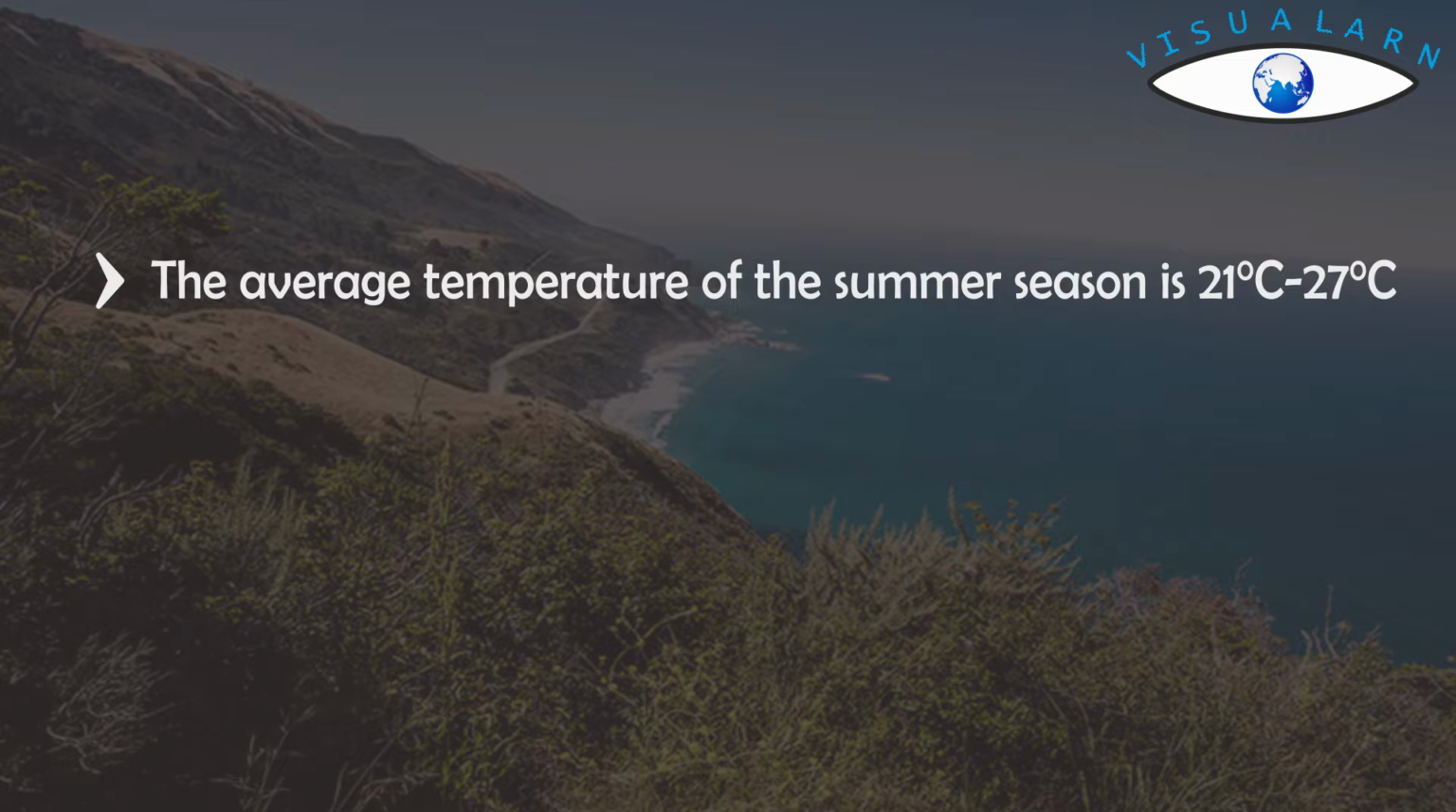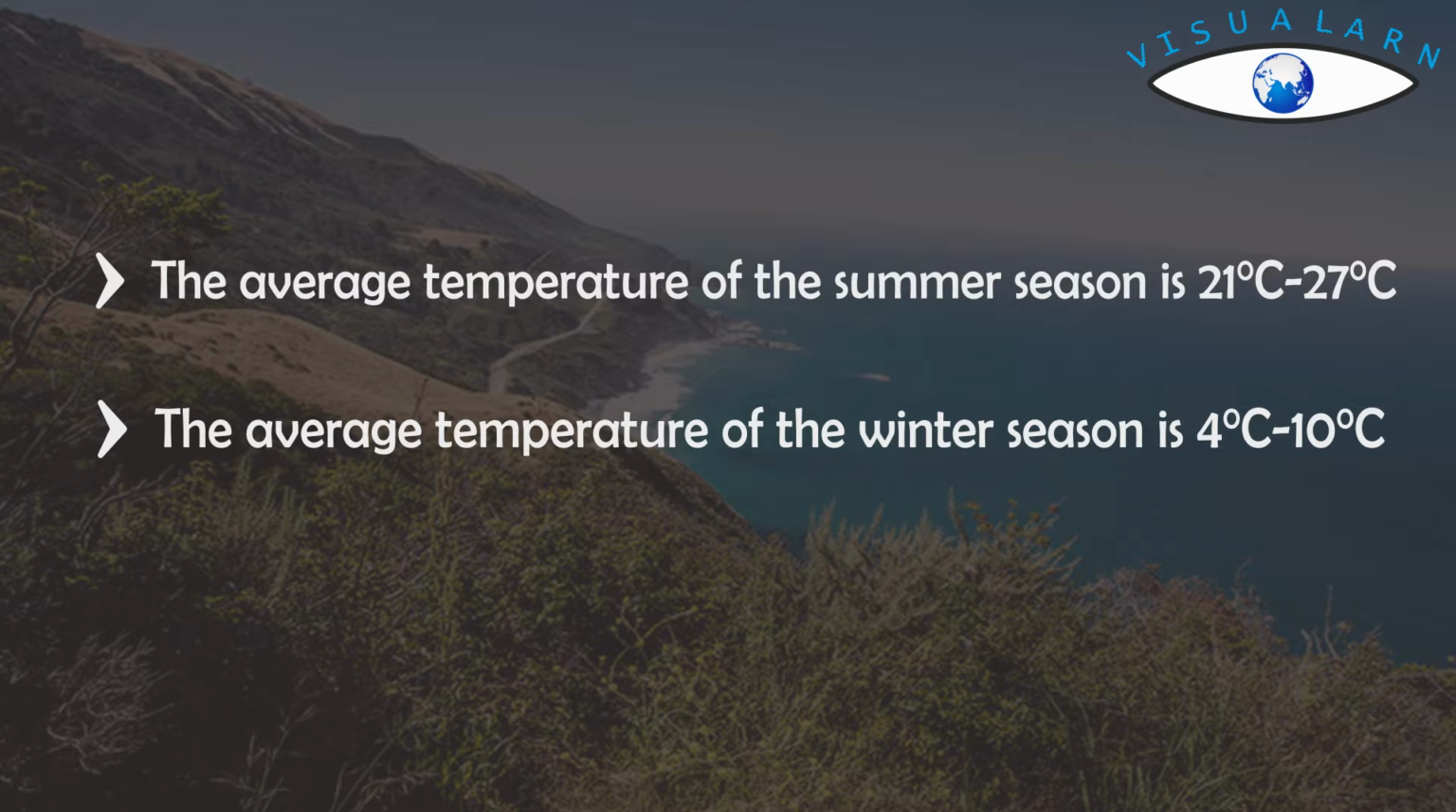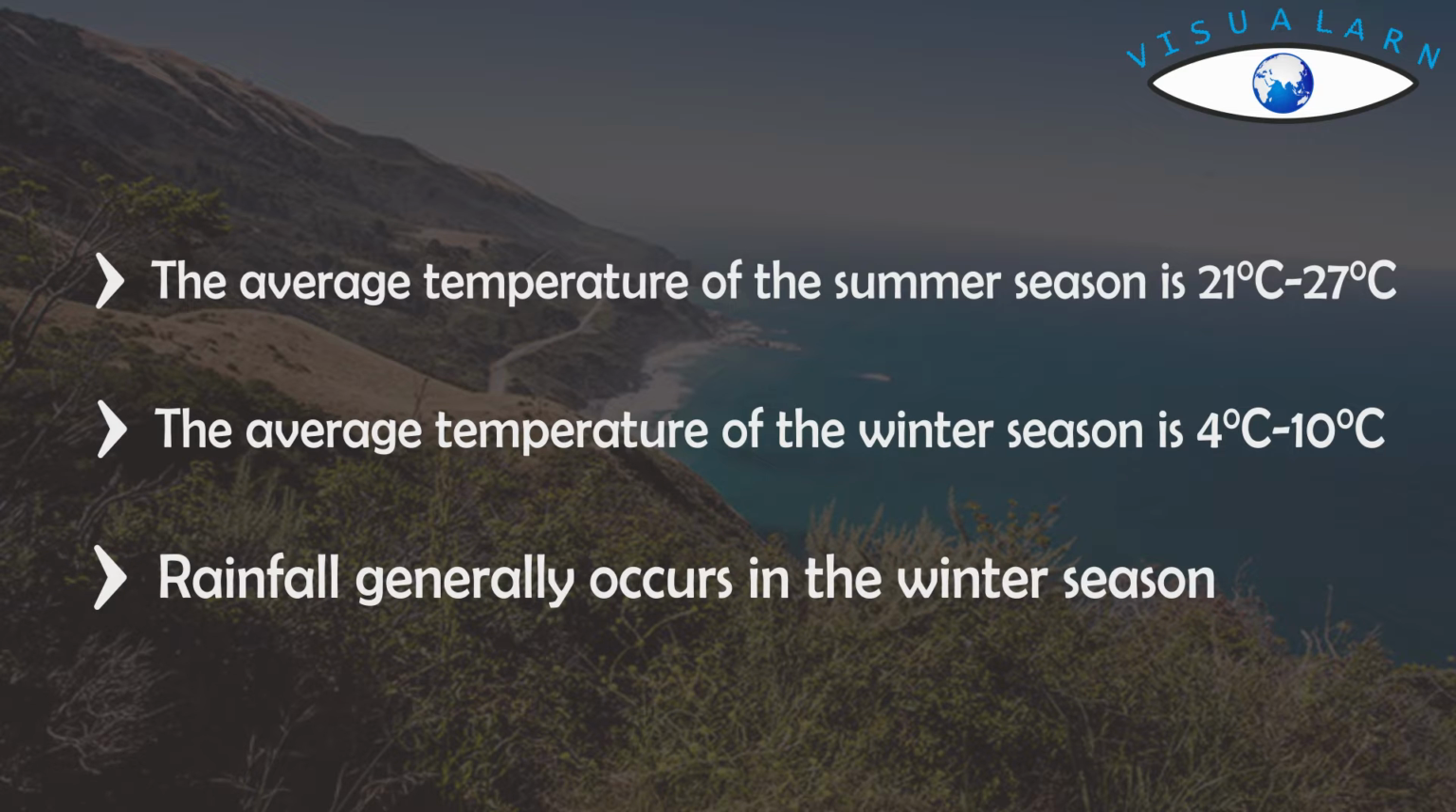The summer season of this climate is dry and hot. The average temperature of the summer season is 21 to 27 degrees centigrade. The average temperature of the winter season is 4 to 10 degrees centigrade. Rainfall generally occurs in the winter season.